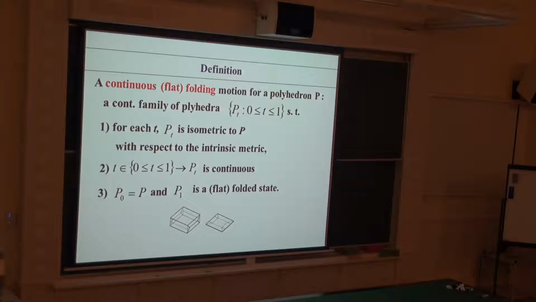The precise definition is as follows. A continuous flat folding motion of a polyhedron P is a continuous family of polyhedra P_t, which satisfies three conditions. The first one is that for each t, P_t is isometric to P with respect to the intrinsic metric. The second is that the map from t to the compact set P_t is continuous. And the last one is that P_0 is P and P_1 is a flat folded state. This is the definition.